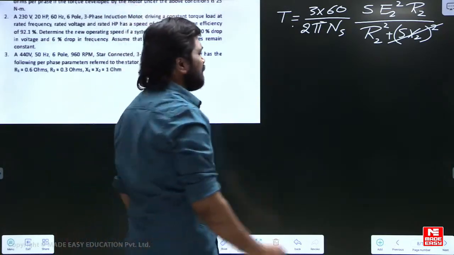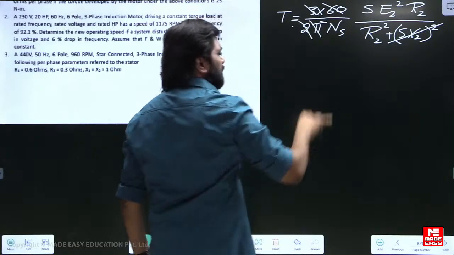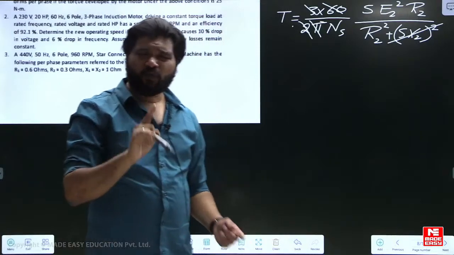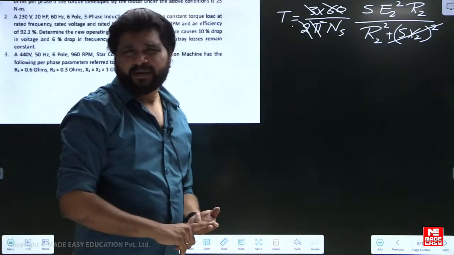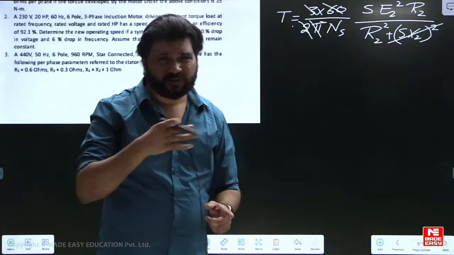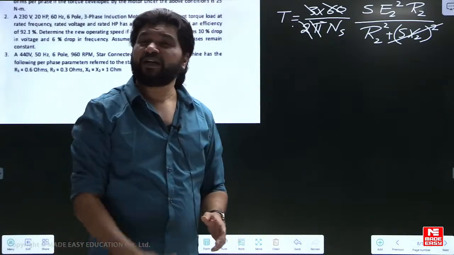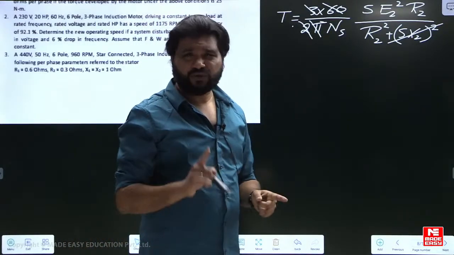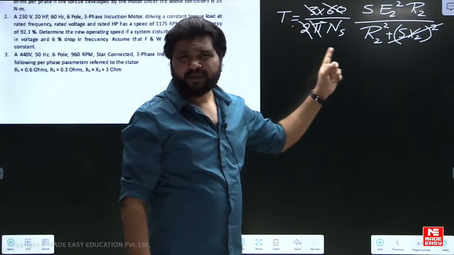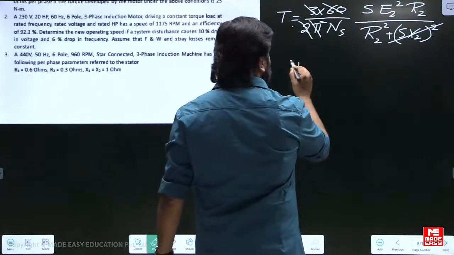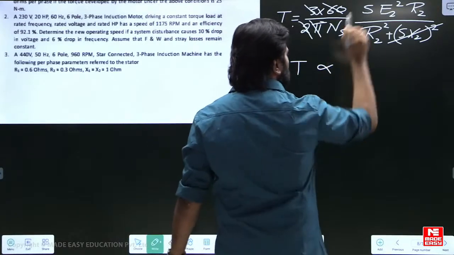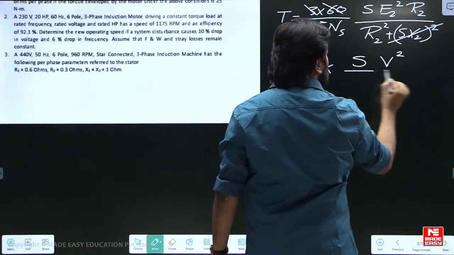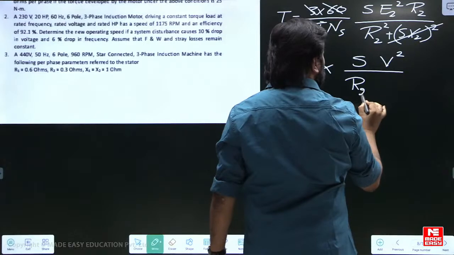Then, 3 by 2 pi are numbers. In NS, 120 F by P, 120 is a number, P is a number. F is a variable, because see the question, 6% drop in frequency is given. So F is a variable. So NS and F are proportional to each other, you know that. So this expression can be written as T proportional to S V square by R2 into F.